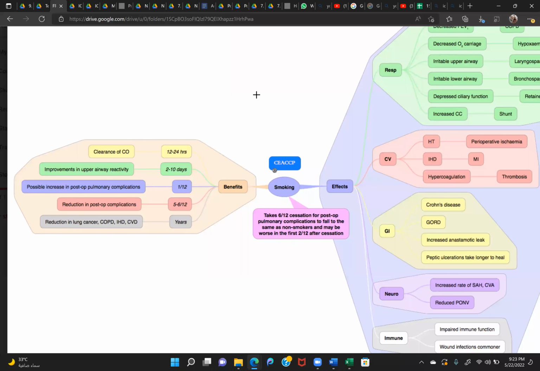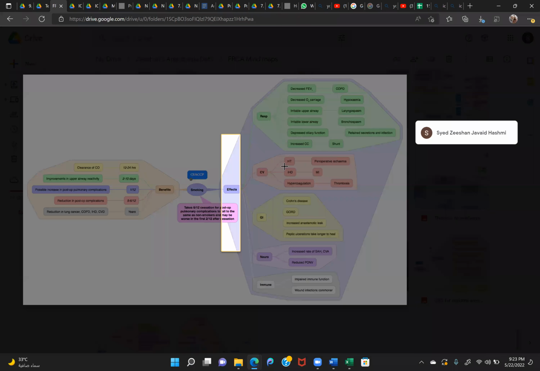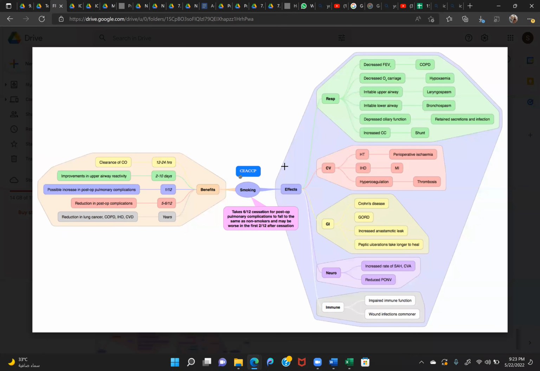What is 1/12? Just a second, please. You should be consulting always. I will suggest you to have printouts of these FRCA mind maps, and please do them. They are a very good source of revision. 1/12 means, what do you mean by 1/12? 1 month. Okay, 1 month, less than 4 weeks.